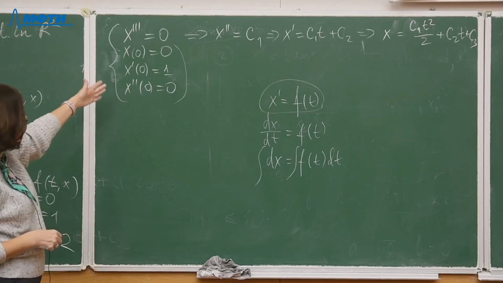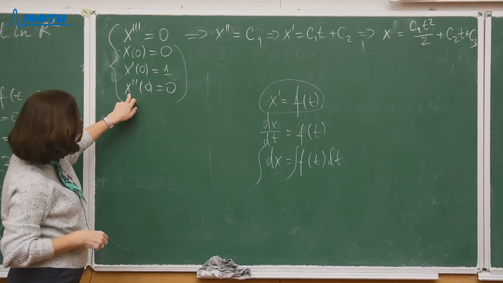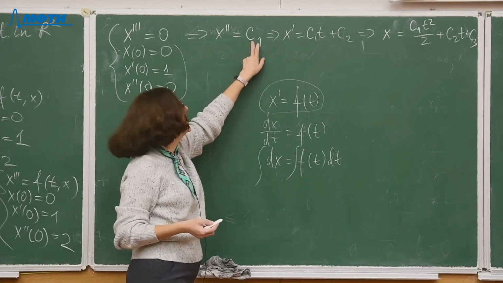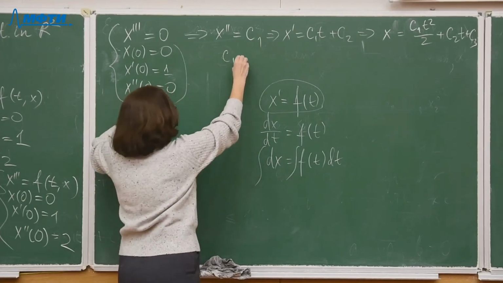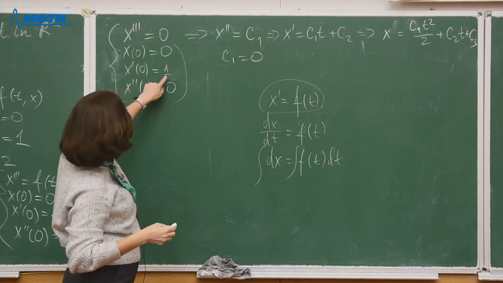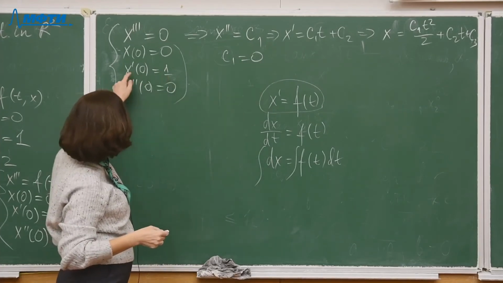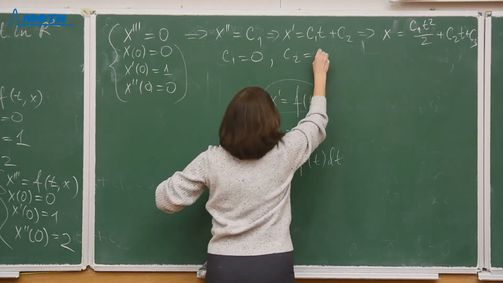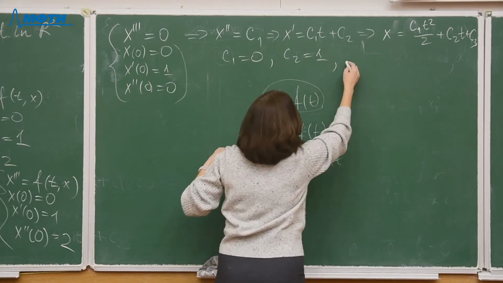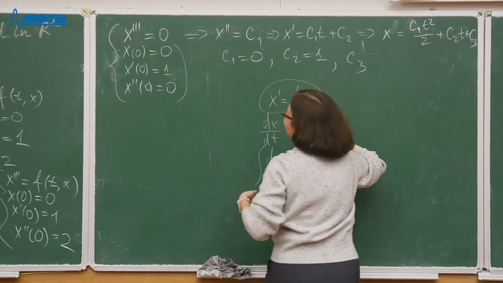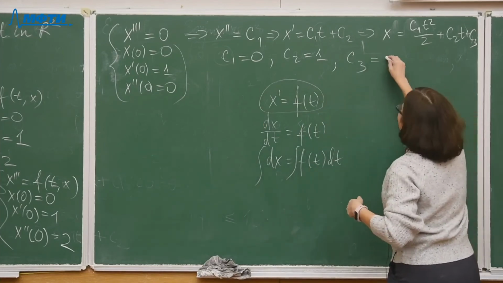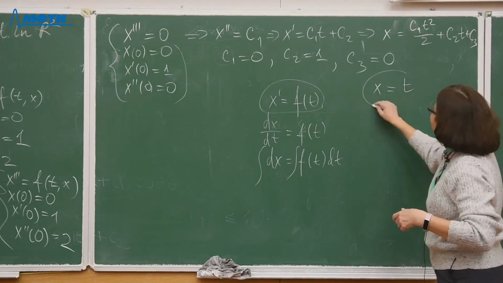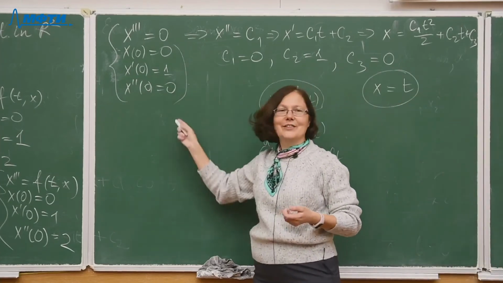So it can be done using this. So x double prime of 0 should be equal to 0. So we can see that C1 is 0. From this condition, C1 is 0. Then x prime of 0 should be equal to 1. So C2 is 1. And C3 is 0, right? And so the answer is x equals t is the solution to this initial value problem.